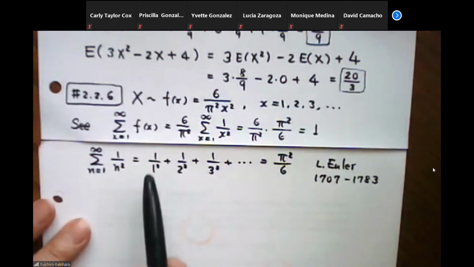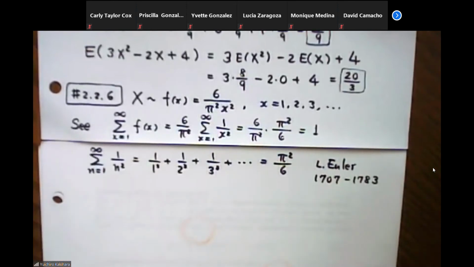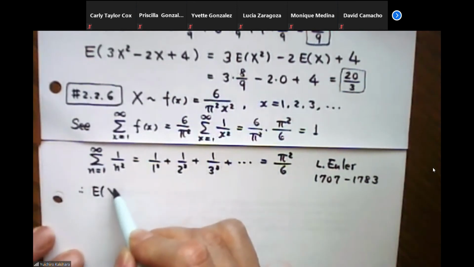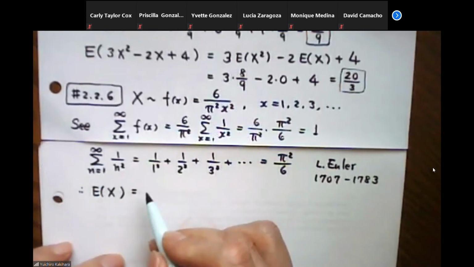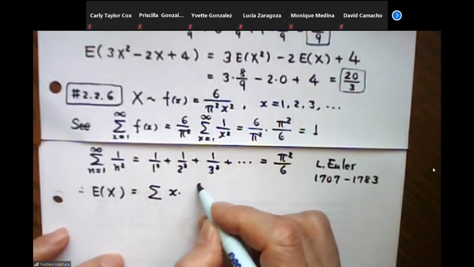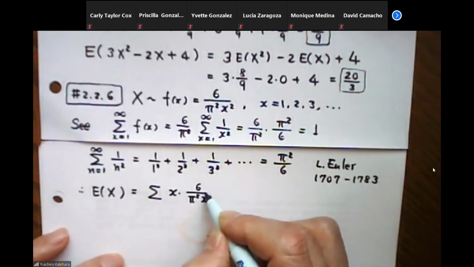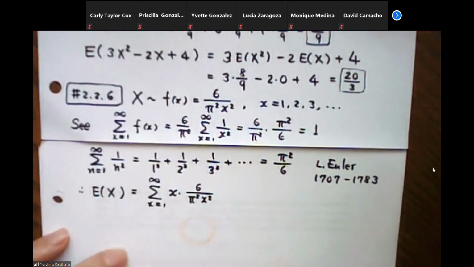So we see that this is a probability mass function. That's what we figured out. Then our question is, what is the expectation of x? Okay, this is a question. How do you get this value? This is by definition: x times 6 divided by pi squared x squared, and x is equal to 1 through infinity. This is the expected value.